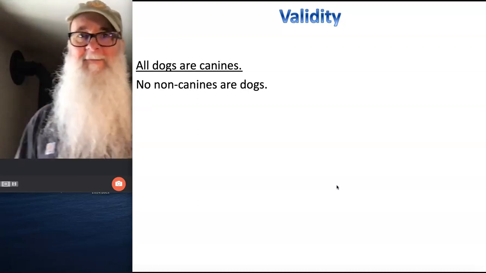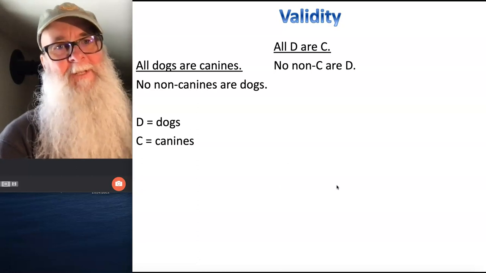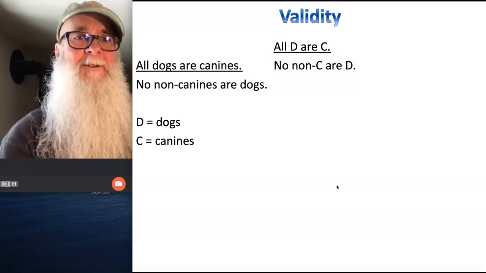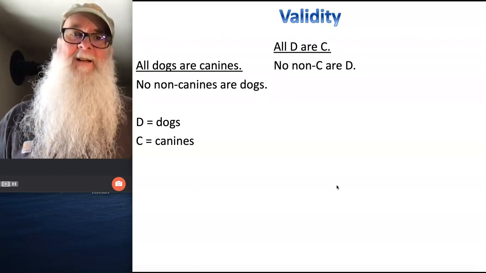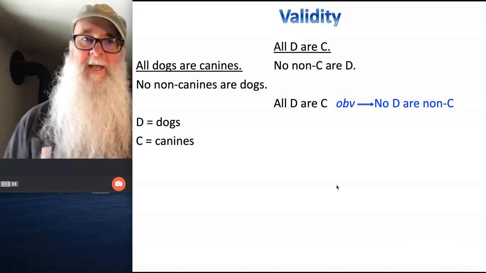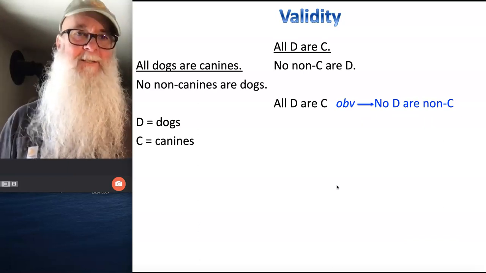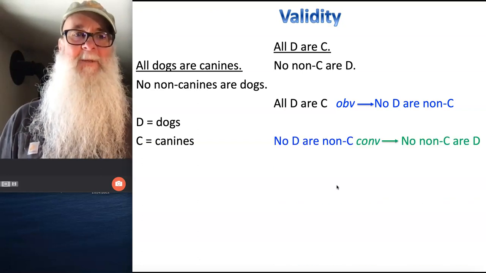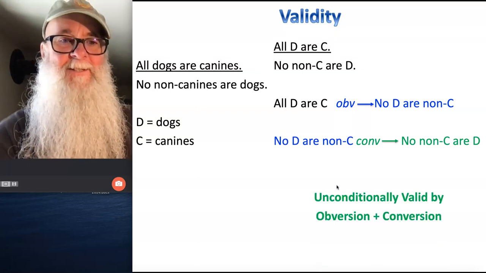All right, let's rock and roll. All right, so if we break this down into terms, I chose D and C. I'm betting you did too. All D are C, no non-C are D. Okay, how are we going to work with this? Okay, so the first thing we do is we have to obvert that premise statement. All D are C, obverted becomes no D are non-C. Then we convert that guy, and we get no non-C are D, and that is our conclusion.